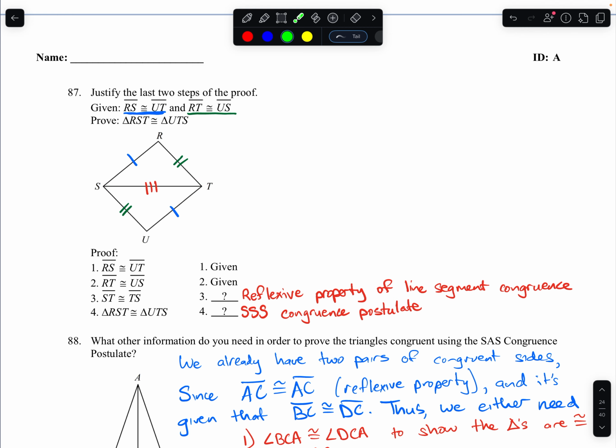So anytime you're saying that something is congruent to itself, that's the reflexive property. If you want to write it shorthand, I'm not even checking to see if you say it's the reflexive property of line segment congruence or the reflexive property of angle congruence. If you say the reflexive property, that's good enough. So this proof ends by saying that triangle RST is congruent to triangle UTS. Looking at our picture, because we made these nice tick marks, we can see that we have one pair of congruent sides, a second pair of congruent sides, and a third pair of congruent sides. So this is the side congruence postulate. If you just write side, that's okay too.